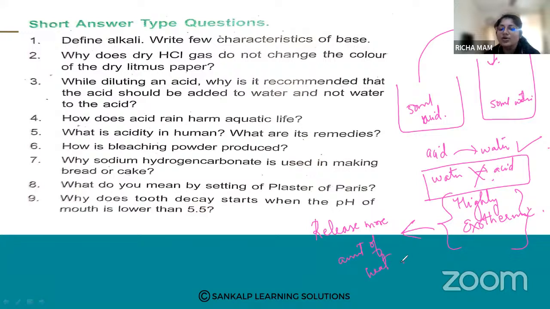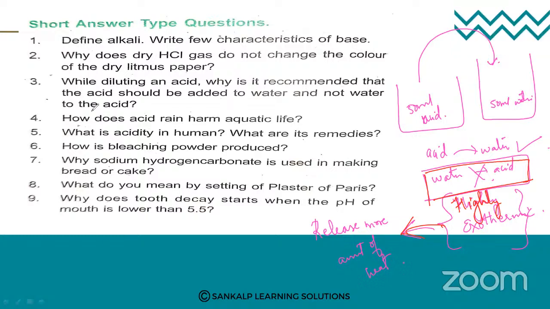So water should not be added to acid, but you should add acid to water. If you add water to acid, the reaction is highly exothermic. Exothermic means it releases a large amount of heat. Understood? Whenever you are diluting any acid, you should add acid to water and not water to acid, because adding water to acid is a highly exothermic reaction and releases a lot of heat.